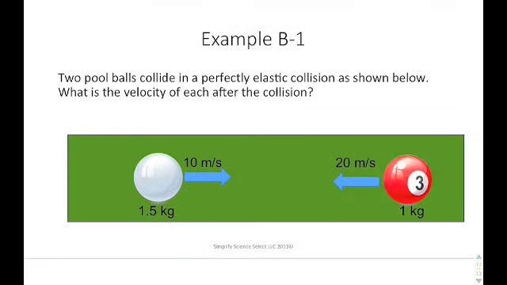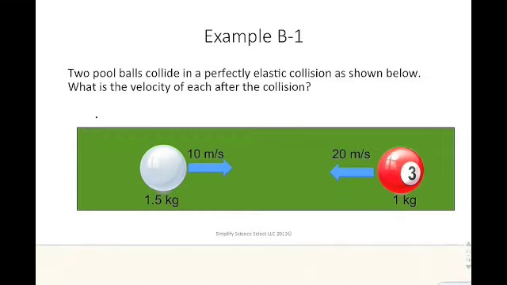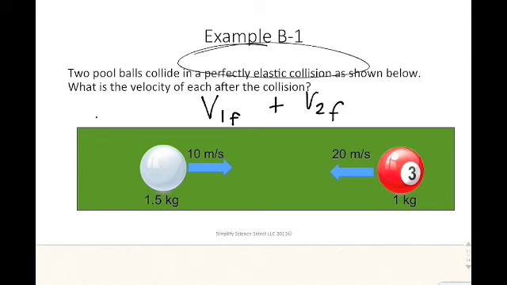To kind of show you, it says two pool balls collide in a perfectly elastic collision as shown below. What is the velocity of each after the collision? Okay, this particular question says you have two pool balls that collide in a perfectly elastic collision as shown below. What is the velocity of each after the collision? So I'm actually trying to solve for the final velocity of object 1 and the final velocity of object 2 after the collision. So actually I'm trying to solve for two things, and this is going to be a pretty difficult question. So you need to keep a couple of things straight.